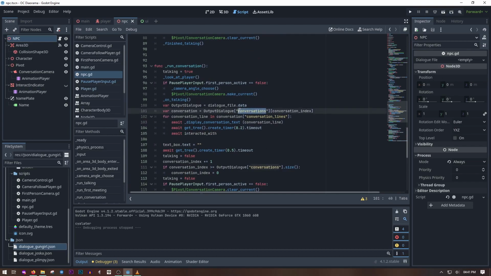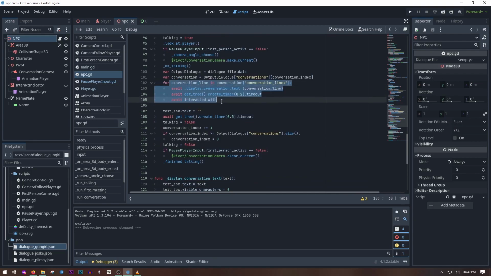So it looks in the JSON file, gets the conversation index, displays the conversation text, and then await get tree create timer 0.2 timeout. So after this is done, it waits for a timer, just because sometimes you accidentally press the button and the text is gone as soon as it's finished. It's like, oh, whoa, I didn't get to read it, and it's moved on. So 0.2 is just a little buffer to make sure that the text is on screen fully for 0.2 seconds before you can interact with it again.